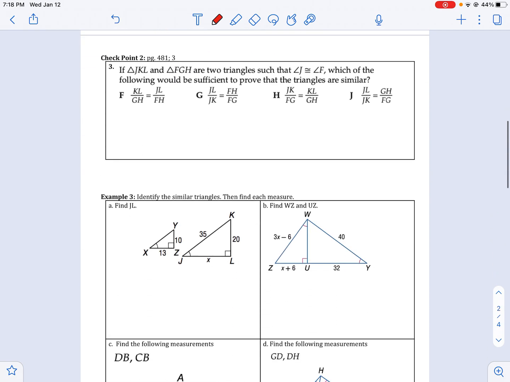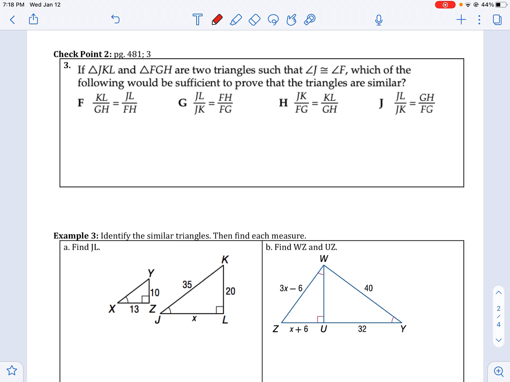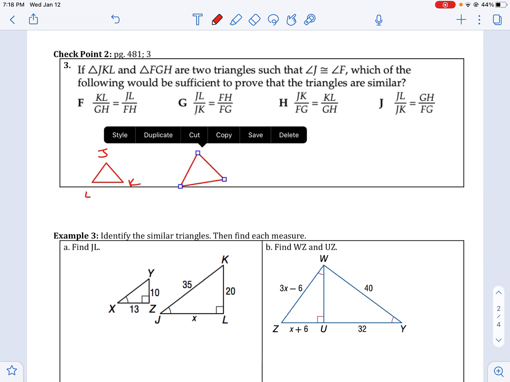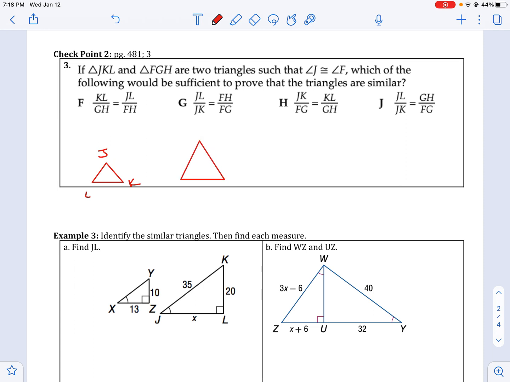Let's take a look at our next problem. Same idea. If JKL, and I should draw JKL, you should always draw a picture. It helps, is similar, or maybe not, we don't know yet, to FGH, I've got two triangles here, and I know that angle J is congruent to angle F, and of course your image could be labeled differently than mine. But what would be sufficient to prove that these triangles are similar?